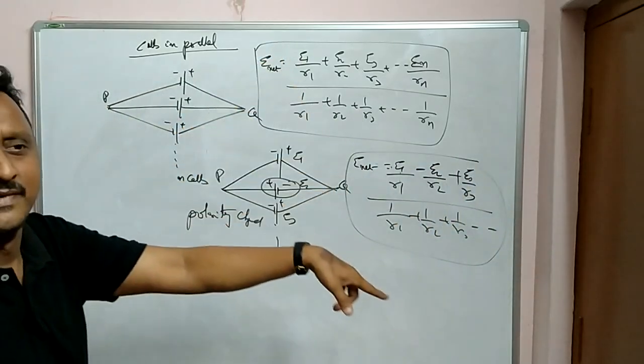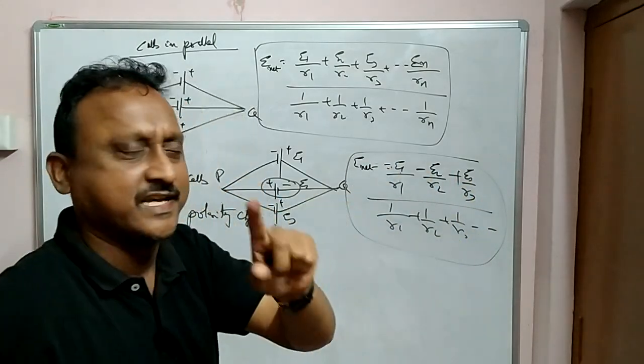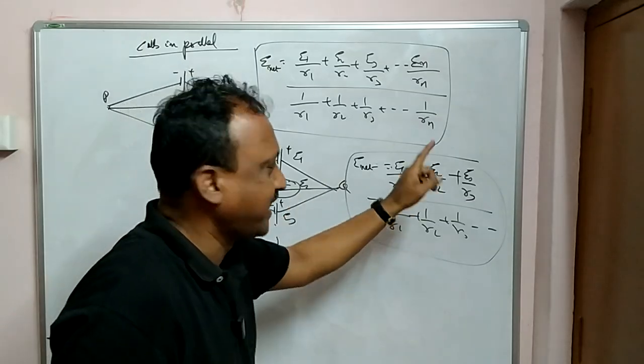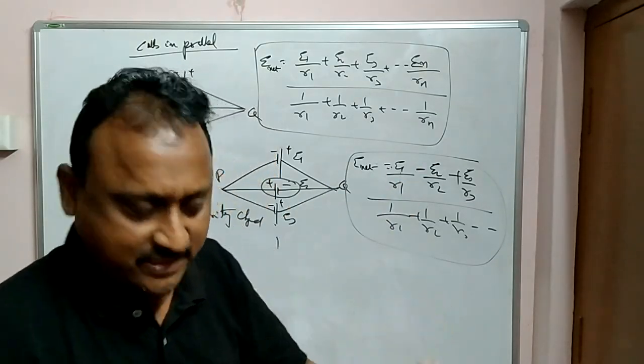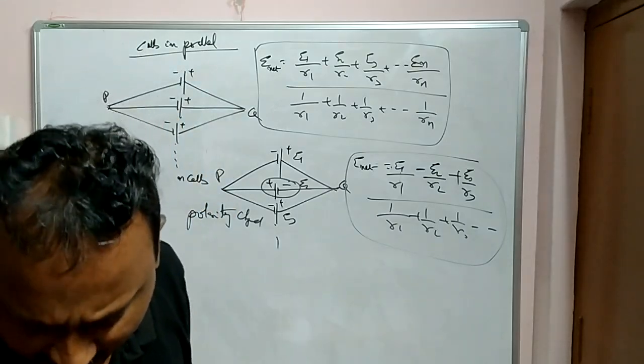Remaining all same. Internal resistance, there is no change here. Only thing, wherever the polarity changes, you put minus. E1 by R1, this polarity changed, therefore minus E2 by R2, remaining E3 by R3. So this is how we have to calculate for the cells in series and parallel.